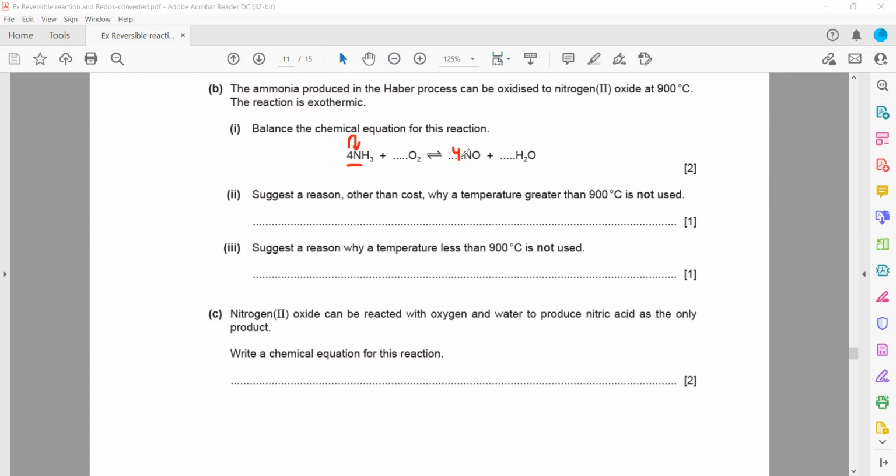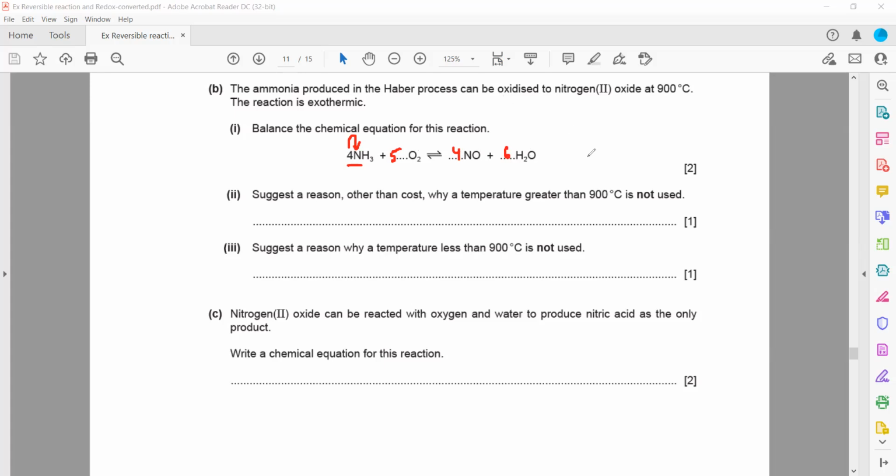Then what about hydrogen? 4 multiplied by 3, 12 hydrogen. So if I need 12 hydrogen here, if I put 6, hydrogen is also balanced. 6 multiplied by 2 makes 12. Now what about oxygen? 4 plus 6, 10. So I put 5, so oxygen is also balanced. Because ammonia was the only compound containing nitrogen and hydrogen directly, that's why I first balanced nitrogen and hydrogen.